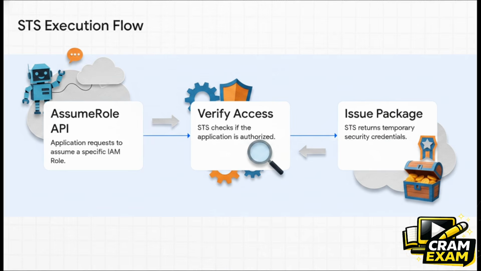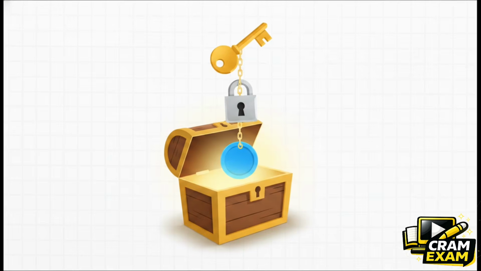First, your application makes an API call to STS using a very specific command called assume role. Basically, the application raises its hand and says, hey, here is who I am, and I want to temporarily assume the specific IAM role to do my job. Next, STS checks to verify if the application is actually authorized to wear that hat. Finally, if it is approved, STS hands back a temporary credential package. But this is where you really need to pay close attention, because this is not your standard login package.